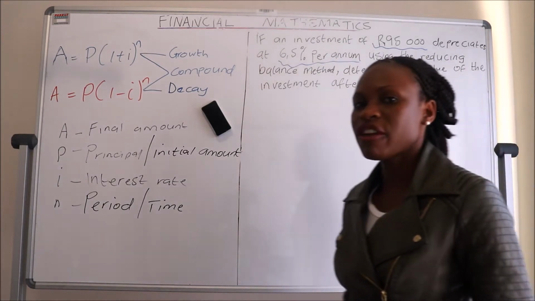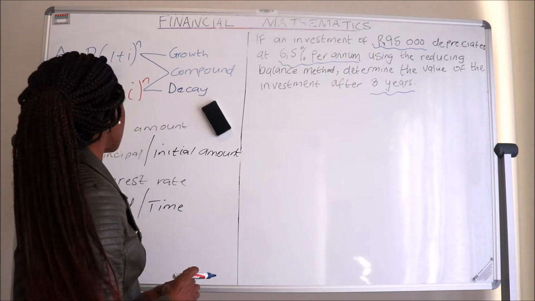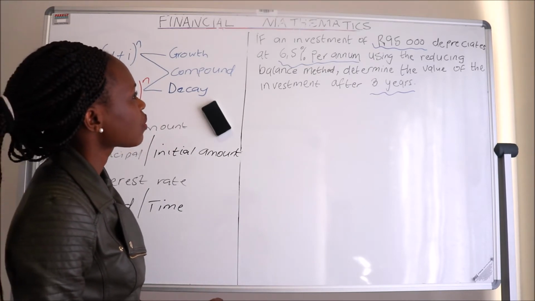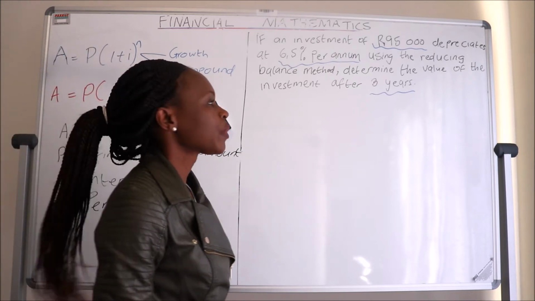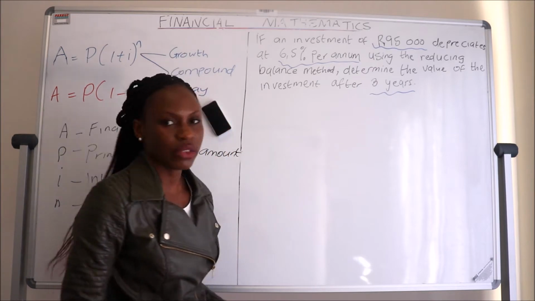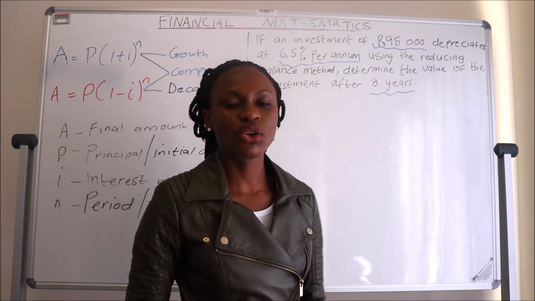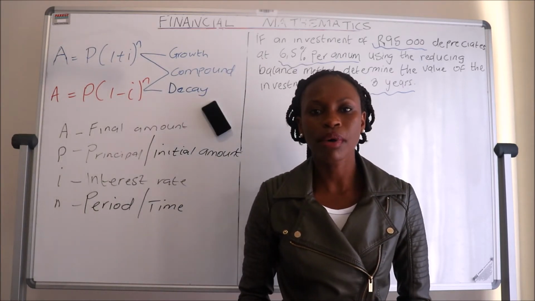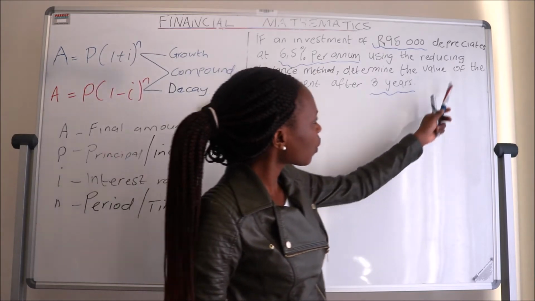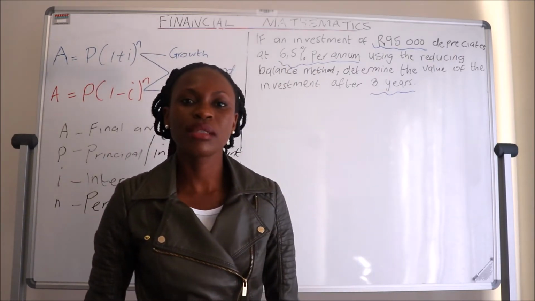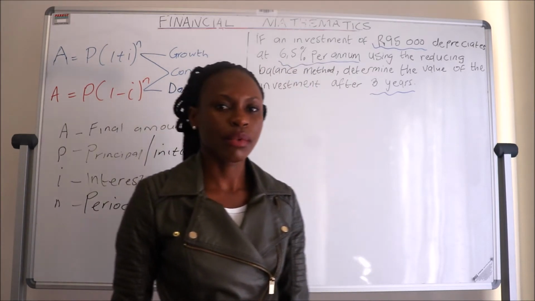So we actually have everything that we need to answer this question. We have P, the principal amount, which is 95,000. We have I, the interest rate of 6.5% calculated per annum, and we have the period of 3 years. Then the question we have to ask ourselves first is which equation to use. Is it compound decay or compound growth? With this question we're going to use compound decay because of the word: it says that the investment depreciates over time. So that means it's a compound decay equation.